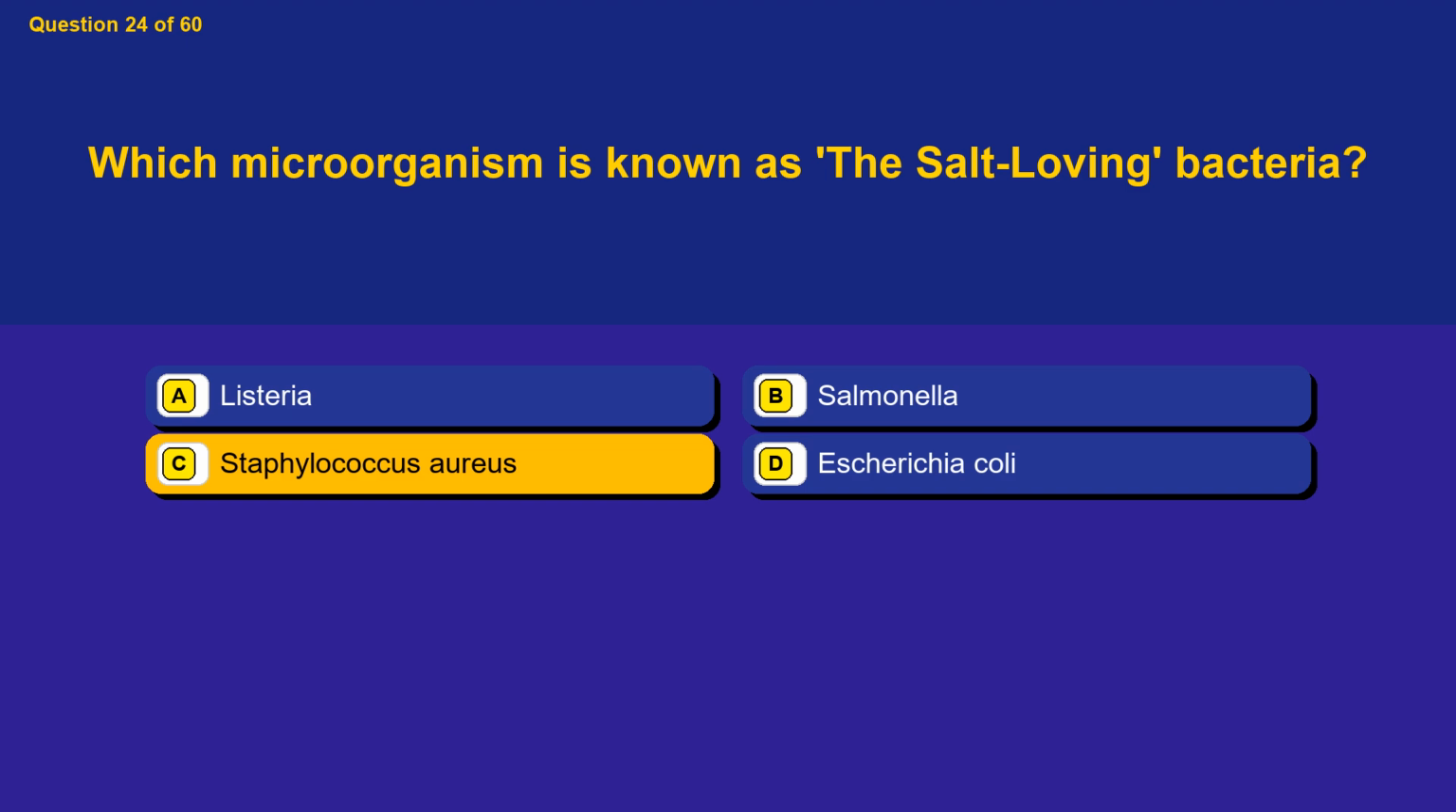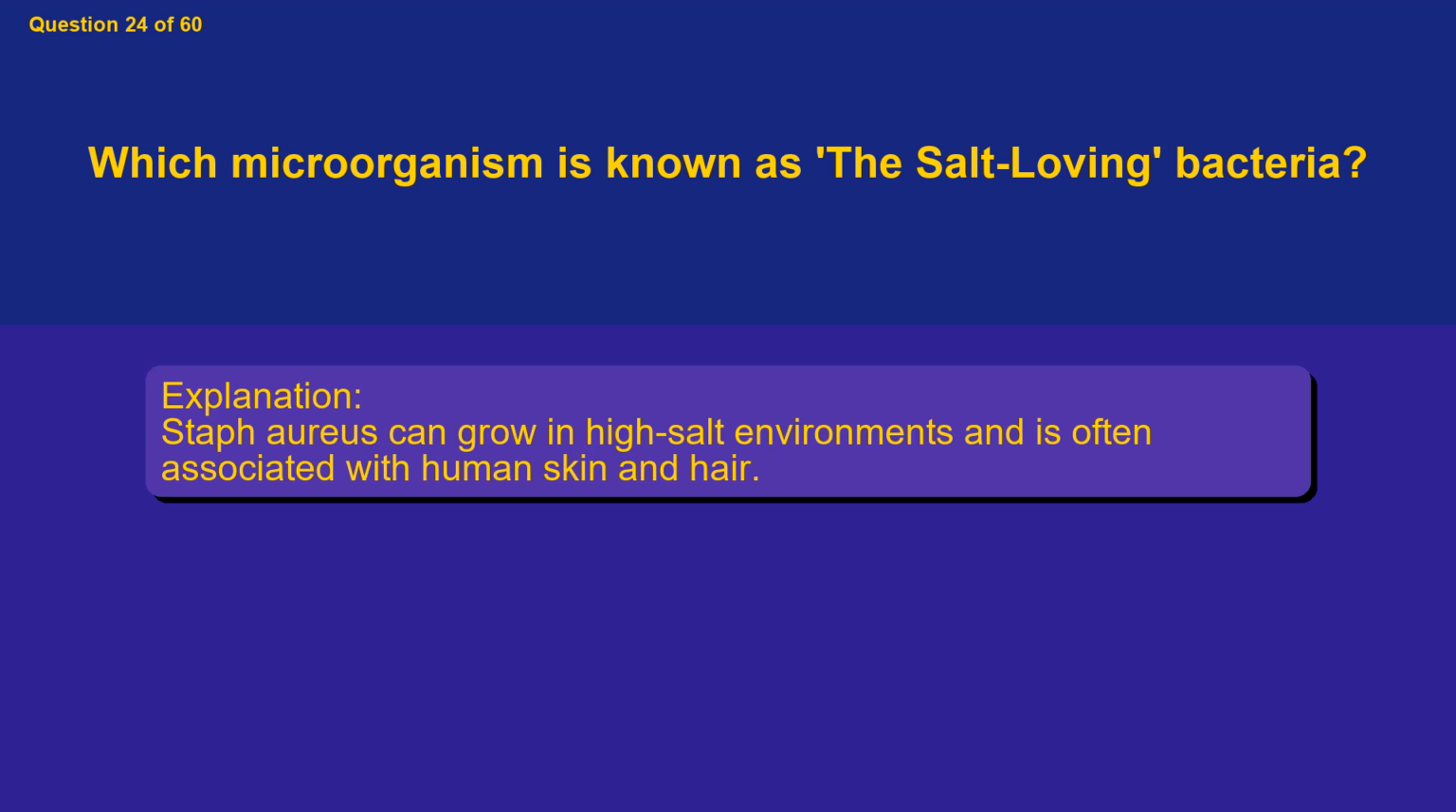The correct answer is option C. Staphylococcus aureus. Staph aureus can grow in high-salt environments and is often associated with human skin and hair.